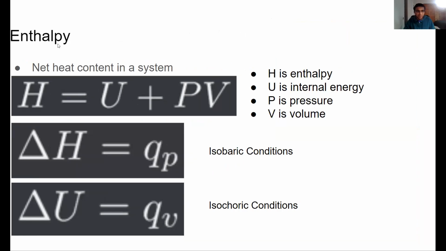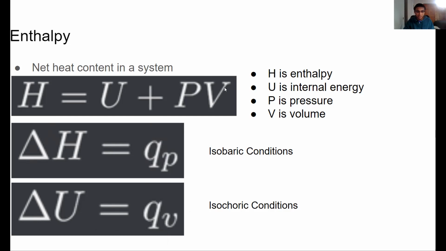So next we have enthalpy, which is the net heat content of a system. It's defined to be the sum of the internal energy plus pressure times the volume. And under isobaric conditions, if you remember, isobaric conditions is the same pressure, right? So we have that delta H, the change in the enthalpy, is equal to Q sub P here. And then we have the change in the internal energy is equal to Q sub V here.